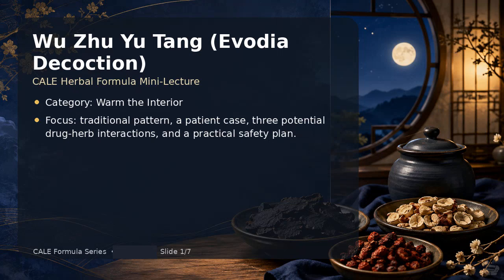Hello everyone. This presentation is on Tang, also called Evodia decoction. It is on the California Acupuncture Board herbal formula list. I will briefly review the traditional pattern, a hypothetical patient, 3 possible drug-herb interactions, and a practical management plan. The goal is to connect traditional Chinese herbology with modern medication safety in clear student language.